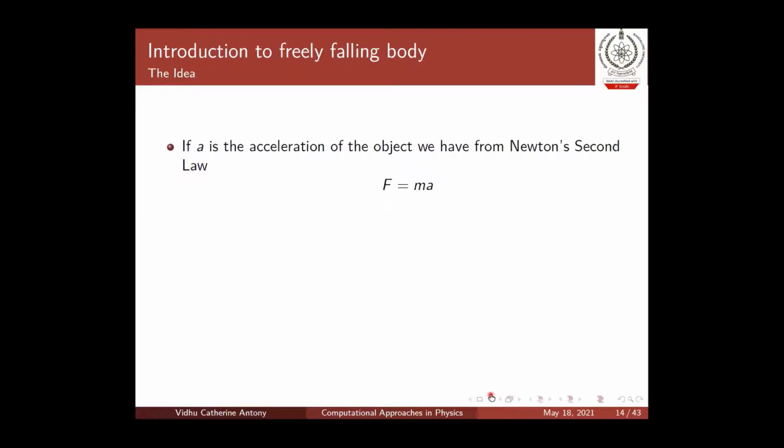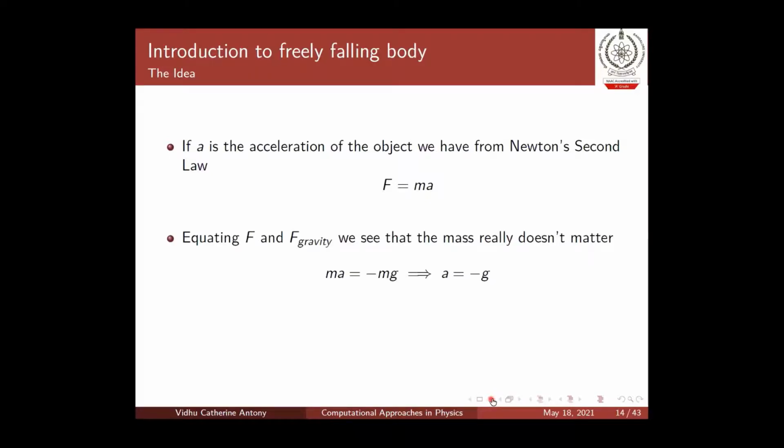So if A is the acceleration of the mass of the object, from Newton's second law, we have F is equal to m into A. We equate both F and F gravity. I've told you why the negative sign. The convention that I'm using here is this.